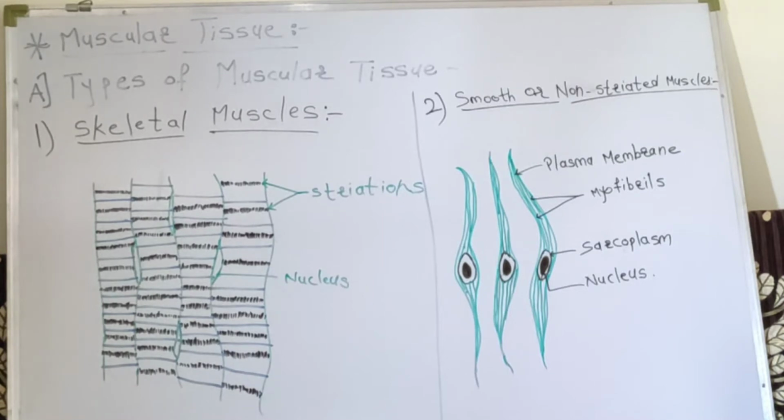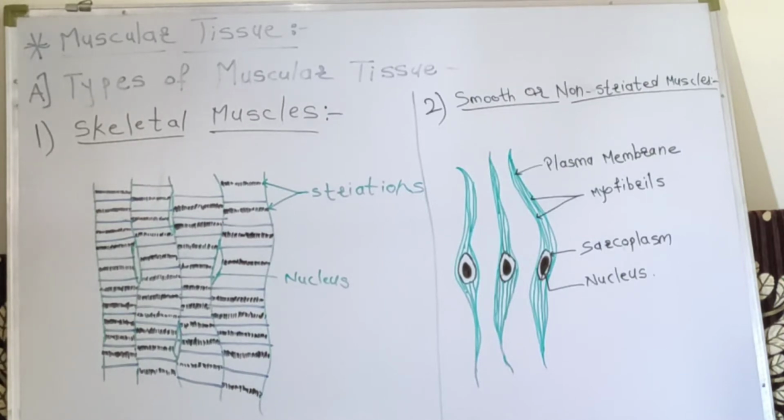So today we will learn muscular tissue. This muscular tissue is a subtopic of animal tissue. We have already seen the animal tissue, and in that the different types of tissues. And today we will go through muscular tissue. Muscular tissue has three types. First is the skeletal muscle, second is the smooth muscle, and third is the cardiac muscle.